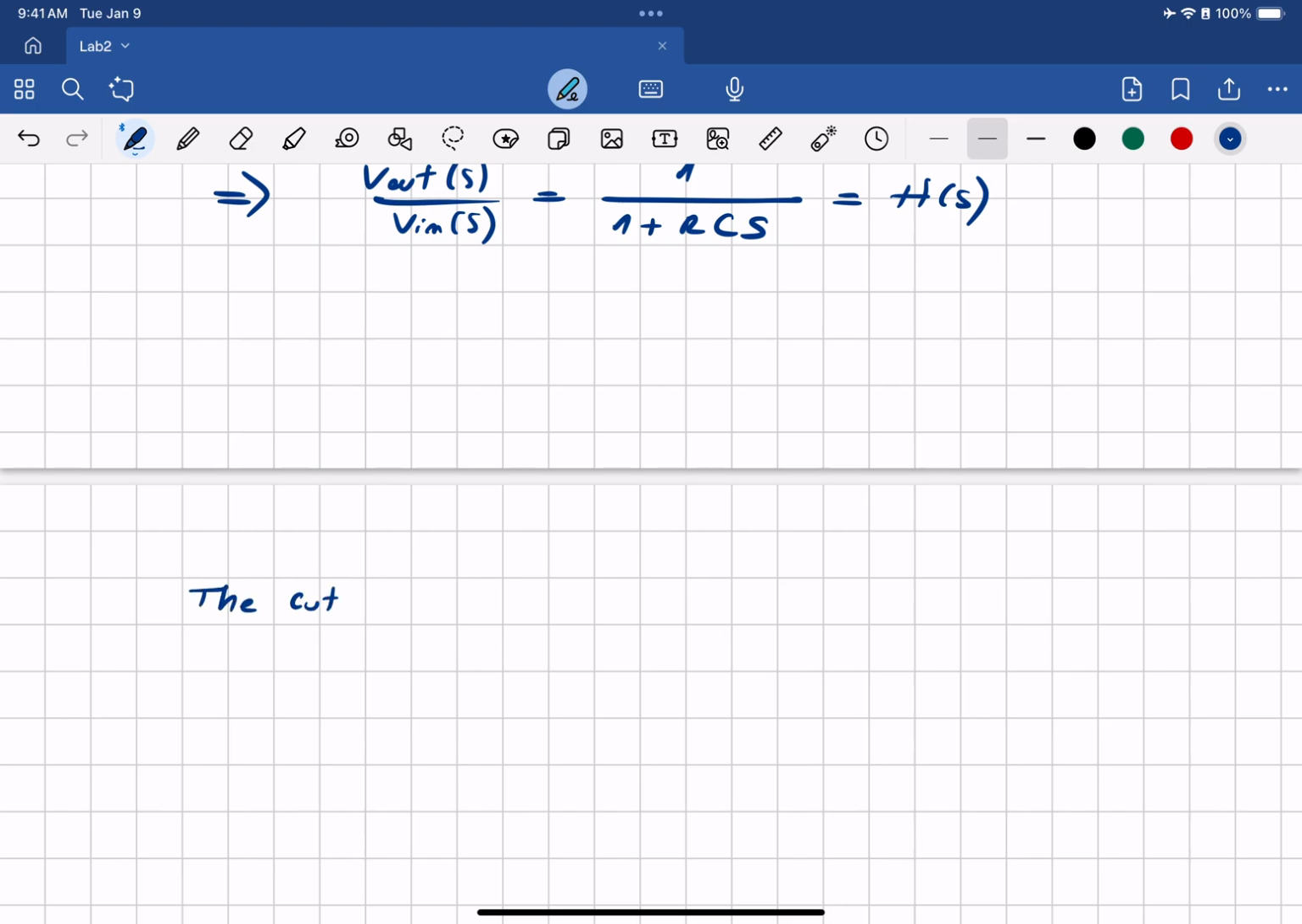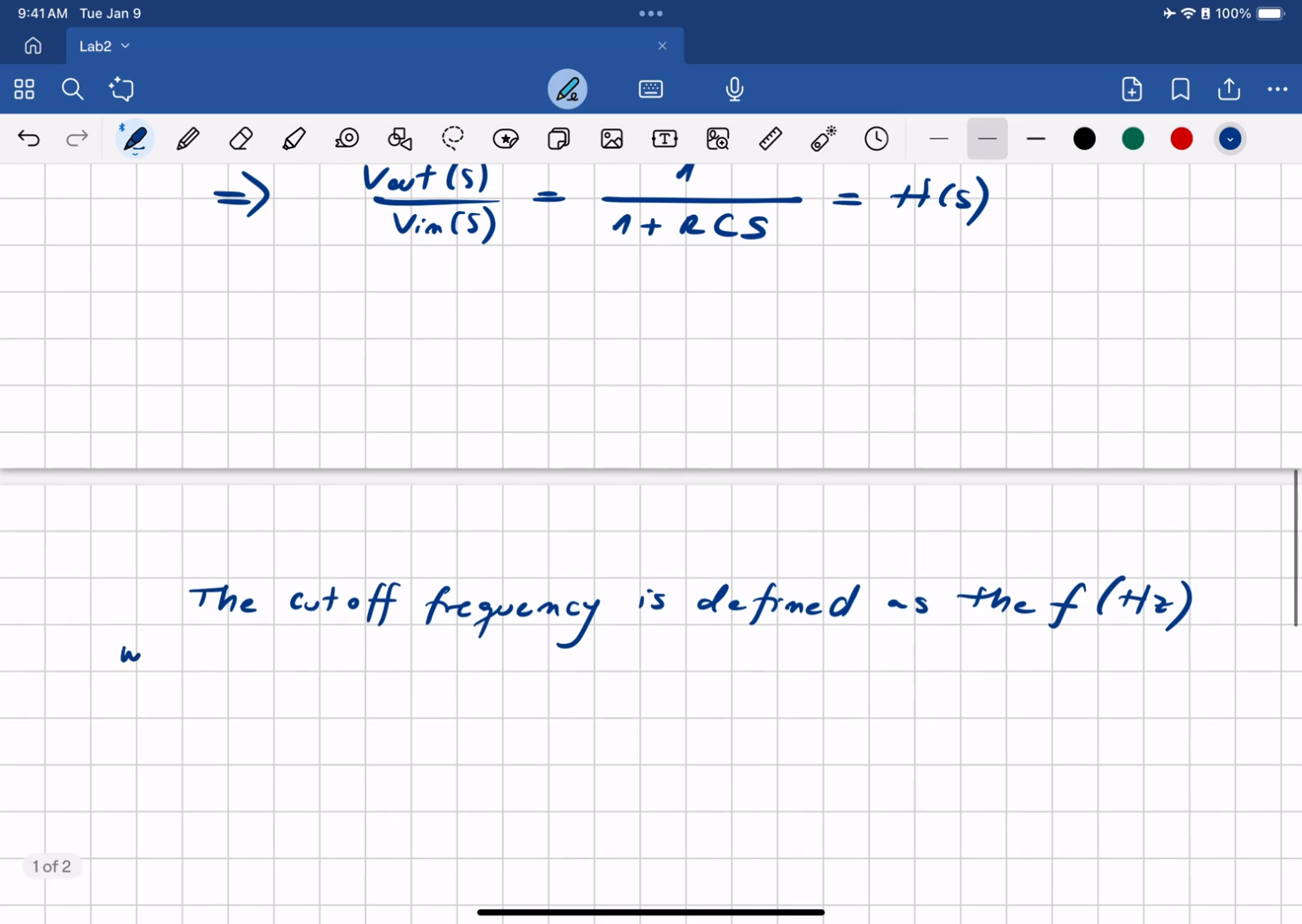The cutoff frequency is defined as the frequency, of course, in this case in hertz. When we talk about frequency, it can be hertz or it can be radians per second, so we can be talking about omega. But both are correct.